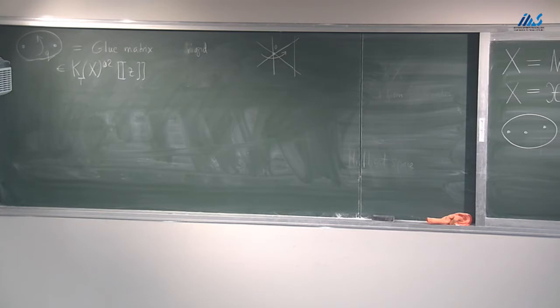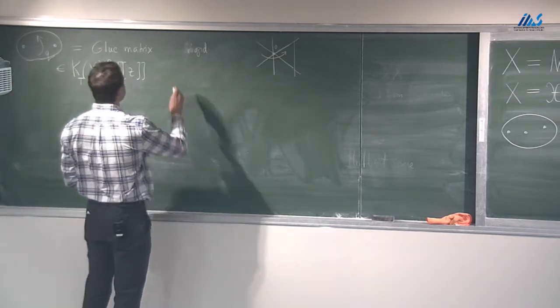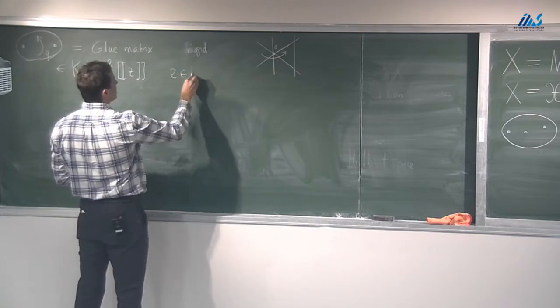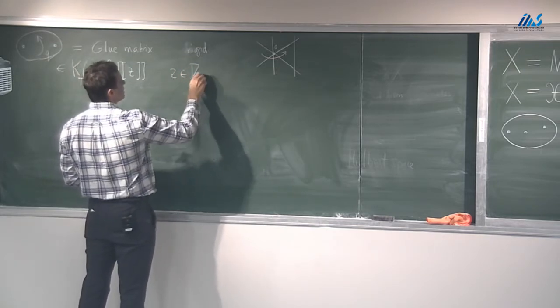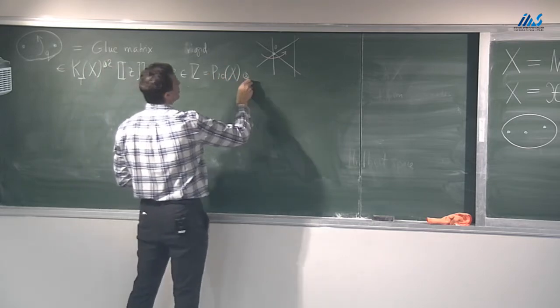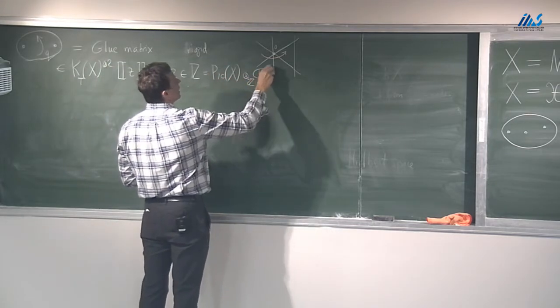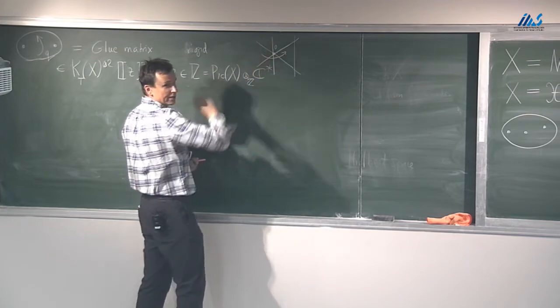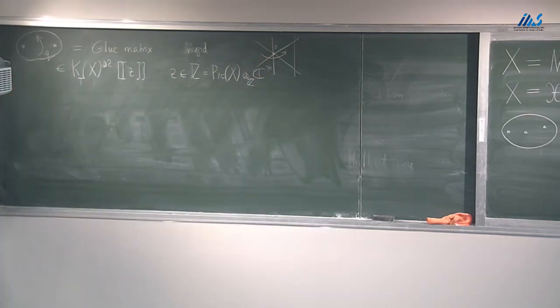How come? No, Z is an element in this Picard torus. It's an element in Z, which is Pic(X) odd times C star, which is also the Cartan torus of my group. And it's supposed to also depend on Q? No, that's a miracle. It doesn't depend on Q.